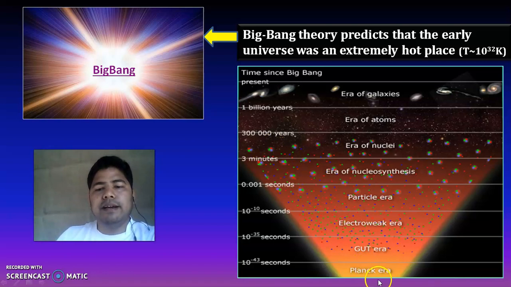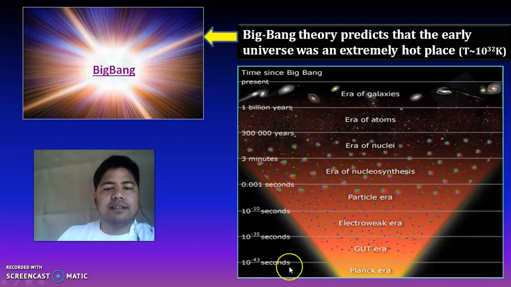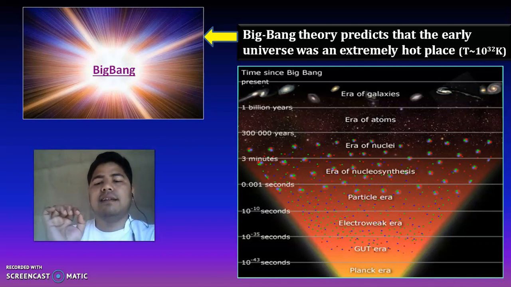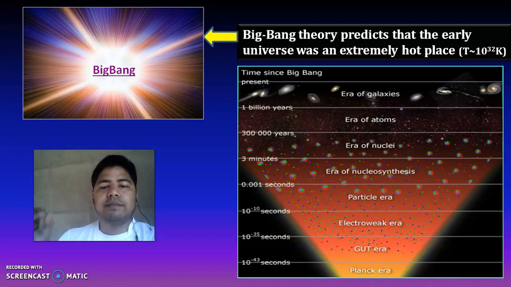Just after the Big Bang, the era was the Planck era. In this era, the time was 10 to the minus 43 seconds. That means if you divide 1 second into 10 to the power 43 parts, then one part of it is the Planck era. A very tiny part of a second.